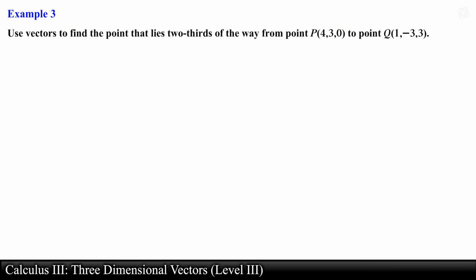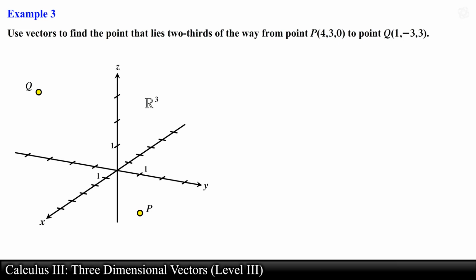Use vectors to find the point that lies 2/3 of the way from point P to point Q. Alright, let's go ahead and plot these points to get a graph that we can work with. We are asked to determine the coordinate point that is 2/3 of the way from point P to point Q. We can determine this by first finding the component form of the vector represented by the points P and Q. So we go ahead and subtract the initial point from the terminal point.